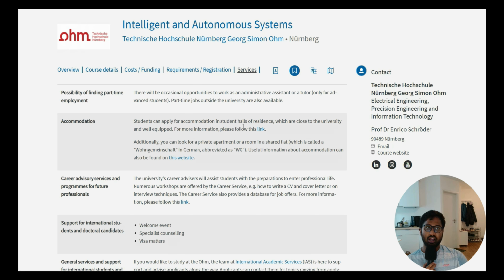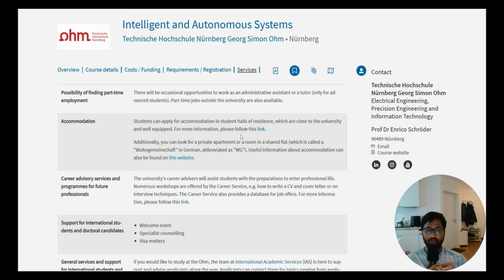Then services: usually after getting your admission, you will also get your student visa. With a student visa you can work part-time for 240 half days and 120 full days, and now they have increased it to 140 full days and 280 half days. With that you can also work in technical jobs like working student, thesis, internship, anything. But if you don't get any technical jobs, then you can also work in non-technical jobs, such as in restaurants or any other jobs.